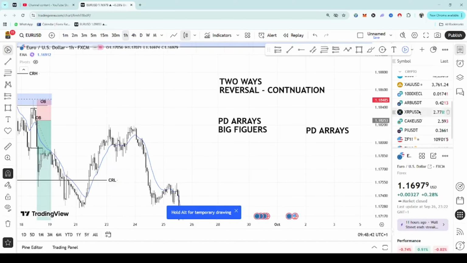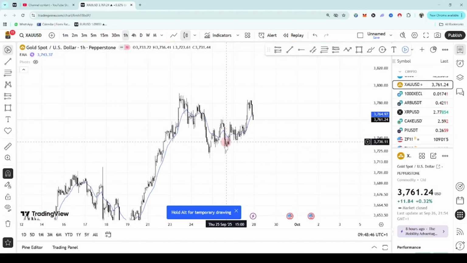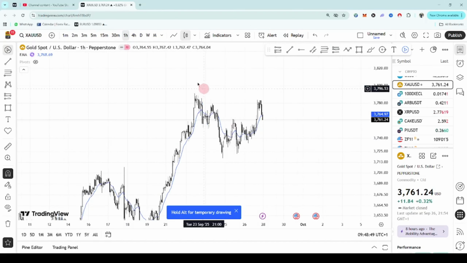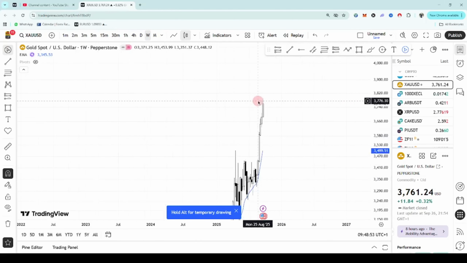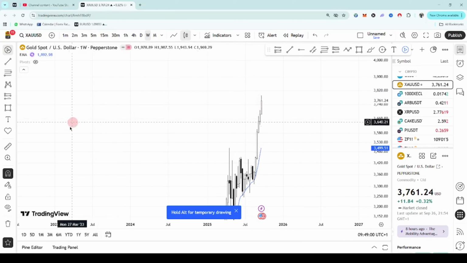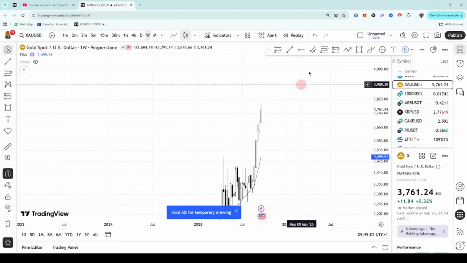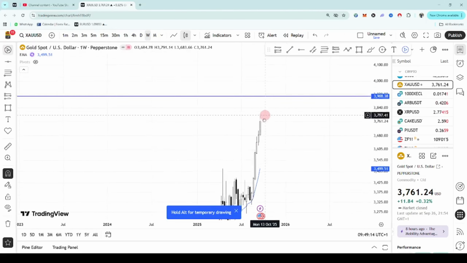Like for example, if we're looking at gold currently now, you will notice that gold is trading where we have all-time highs, right? You can see on the weekly here, this is the highest point gold has ever traded up to. So at this level, you cannot really know which PD array to use here because you don't have any past price action. All you have to do now is to be looking at round figures, like what we have here. We have 3,900, and we also have 4,000.